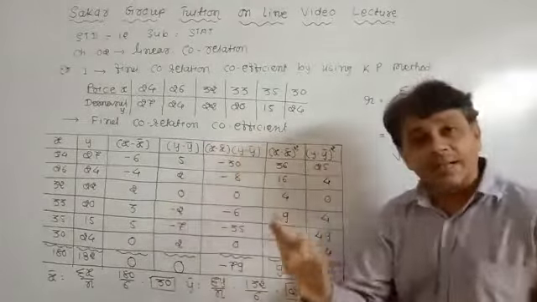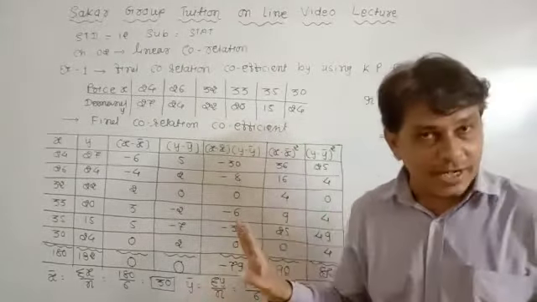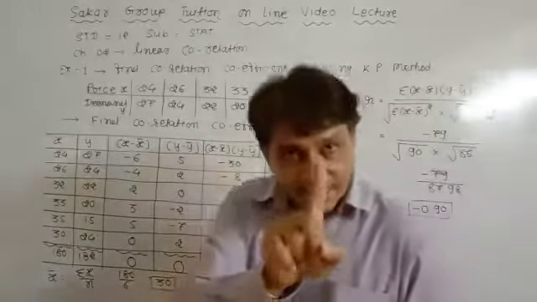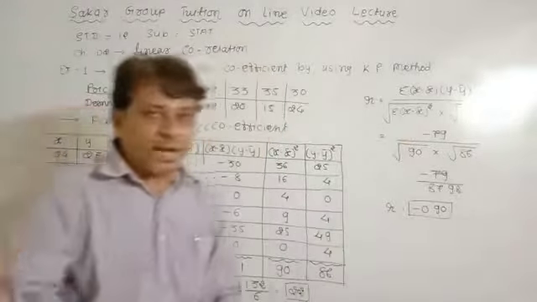After preparing (x minus x bar) into (y minus y bar), we take the sum of this column, and this sum becomes the symbol sigma (x minus x bar) into (y minus y bar).